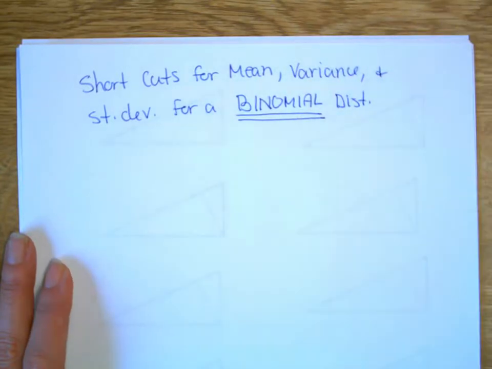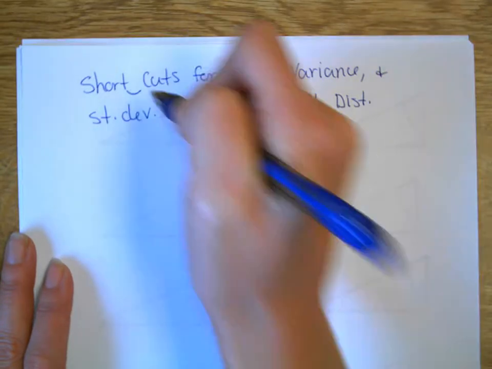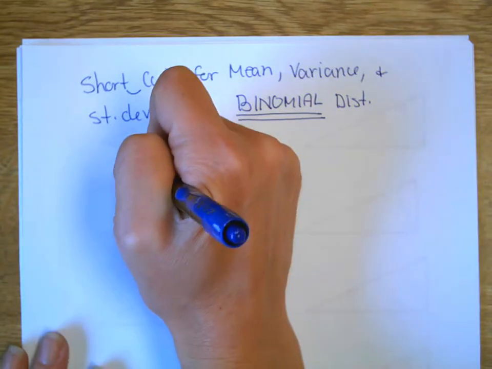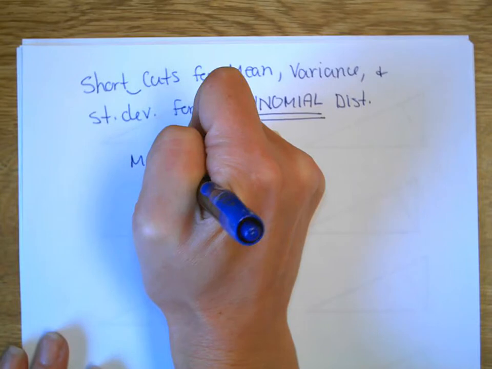Schwartz is one word. Okay, bring it together. Shortcuts for mean, variance, and standard deviation for a binomial, because you're going to have shortcuts for the other two tomorrow. You don't have to use lists at all.